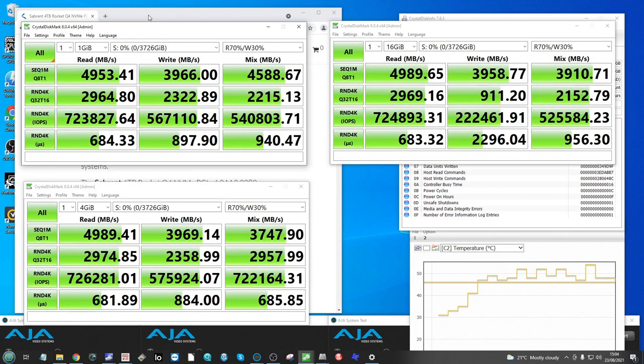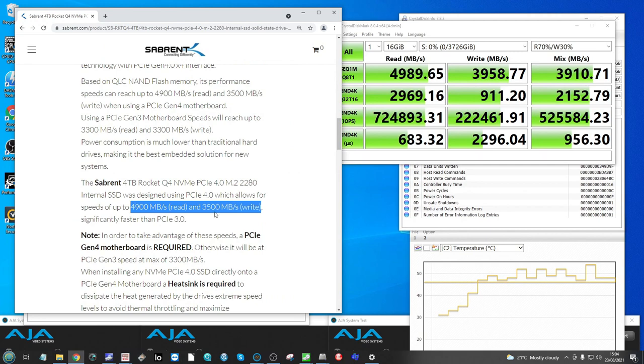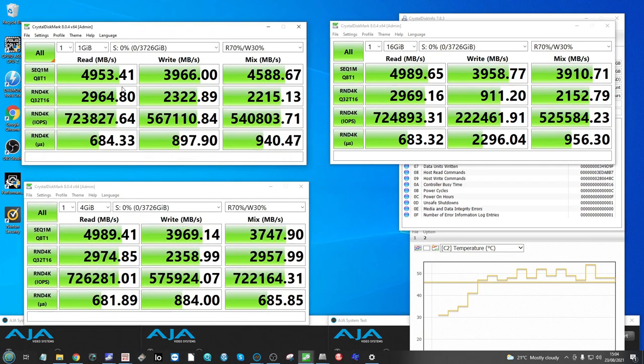And on the Crystal Disk benchmark, given this was 4,900 over 3,500, it exceeded it on every single occasion. The 1, the 4, and the 16 gigabyte test file. A 4,900 there, and again going as high as 4,989, and in write 3,900. So again, exceeding the write by over 50 megabytes per second, and 80 in many cases, and exceeding the reported sequential write there by almost 500 megabytes, around 4,069 there. So a huge uptick there on sequential.